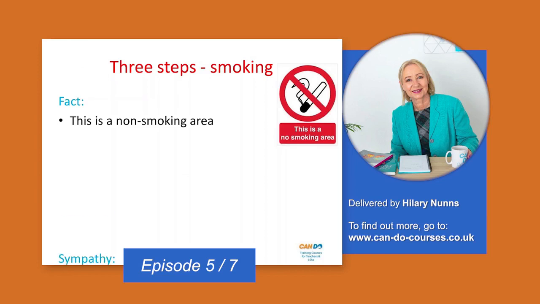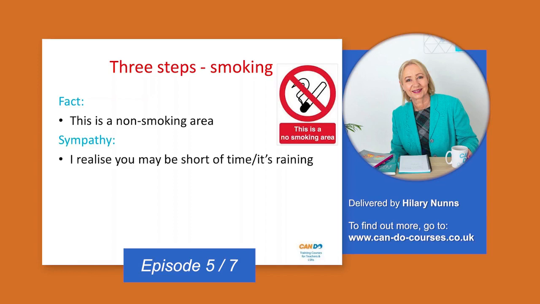Now your sympathy to why this student has decided to break this rule, you have to dig deep, I will admit, but the sympathy could be a number of things. I realise you may be short of time. I know it's raining. I expect you've got a long way to walk. Whatever it is, it's your job to show the sympathy. That tells the student you're not in it for a fight. You know why they've broken this rule.